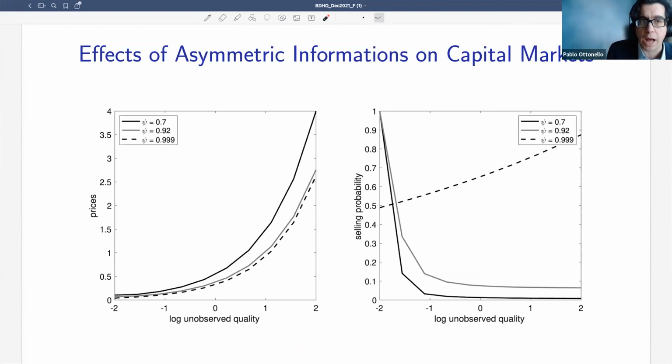So here in our baseline, we have a psi of 0.92. And this is what I was mentioning, that in the baseline calibration of the model, the probability of a lemon going unnoticed is very low. It's only 8%, all right?